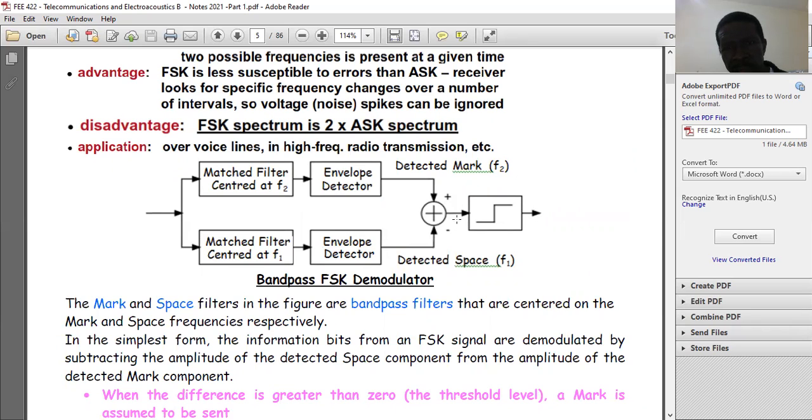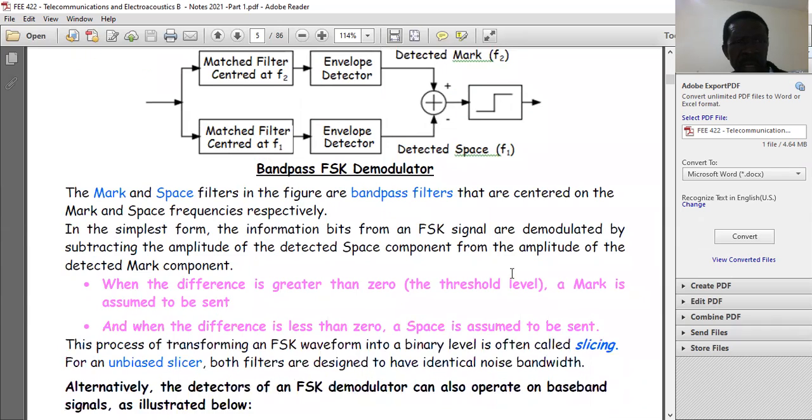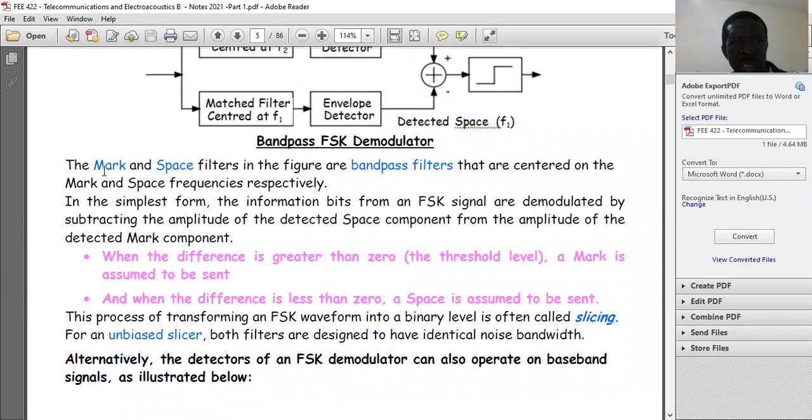There's something here that some people would call a slicer. Basically, it's a decision device which will output a high value when the upper arm is greater than the lower arm, and a low value when the lower arm is greater. What you can see is that the mark and space filters in the above figure are bandpass filters that are centered on the mark frequency and the space frequency respectively.